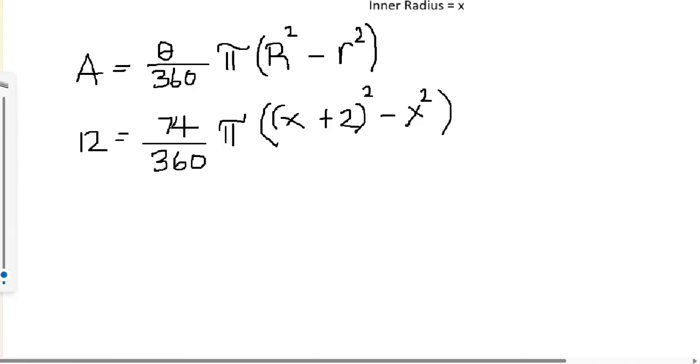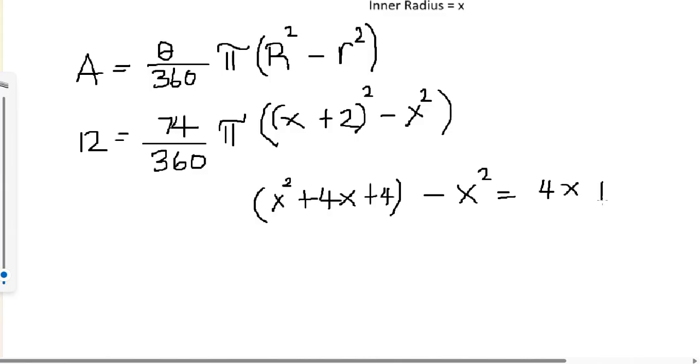Next, let's simplify. Let's start with the brackets. Basic, right? Okay. So the brackets, x plus 2 squared, that's basically x squared plus 4x plus 4. I think most of you know how to do that. And then minus x squared. So if you minus x squared and x squared, you'll be left with 4x plus 4.